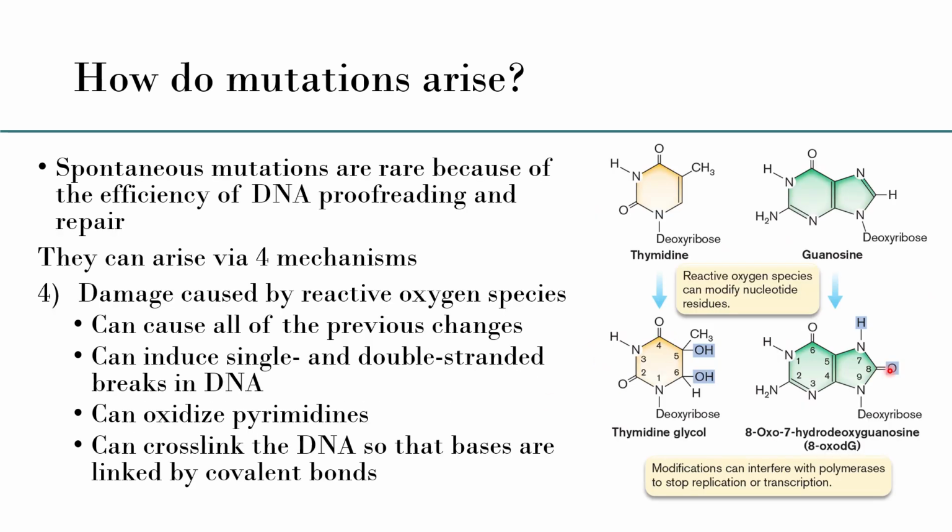The fourth mechanism is damage caused by reactive oxygen species. So that can cause all of the previous changes that we've seen. It can induce single or double stranded breaks. It can cause oxidation of the pyrimidines, or it can cross-link the DNA. So now, instead of the bases being bonded to each other by hydrogen bonds, which are readily broken, they are now linked by covalent bonds, which take significantly more energy to break through.